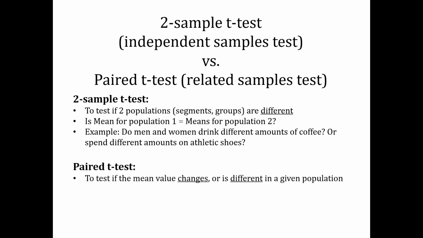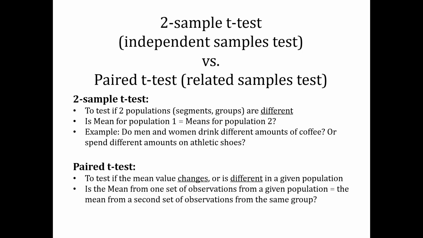The second type of test involving a difference of means is a paired t-test, also known as a related samples test. This is used to test if the mean changes in a given population. The question we are asking here is, is the mean for one set of observations the same as the mean of a second set of observations from the same source?